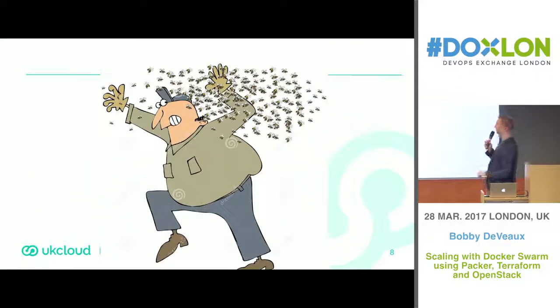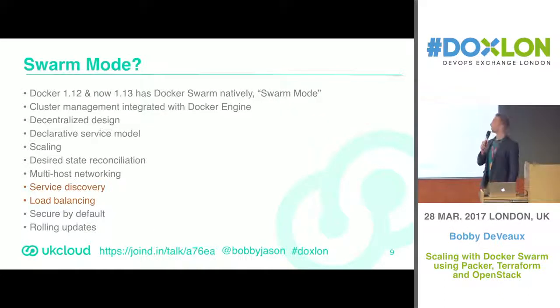So this is the prettiest picture I could find of a swarm. It looks scary, but actually Docker Swarm's not that scary. So if you're familiar with Docker, I've actually cut out some slides because of time constraints. But we've already, thanks to Cameron, covered what Docker and Docker Compose do. So Swarm is actually, as of Docker 1.12 and Docker 1.13, baked into Docker natively, and it's just called Swarm mode. And it gives you lots of things which I've copied off their website.